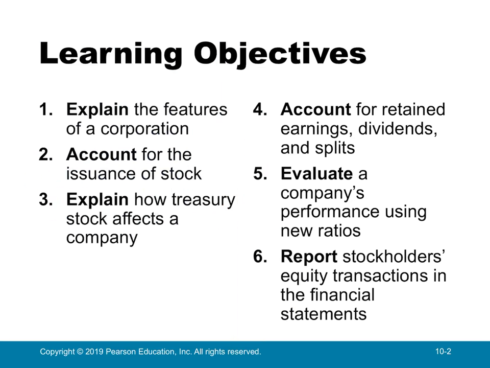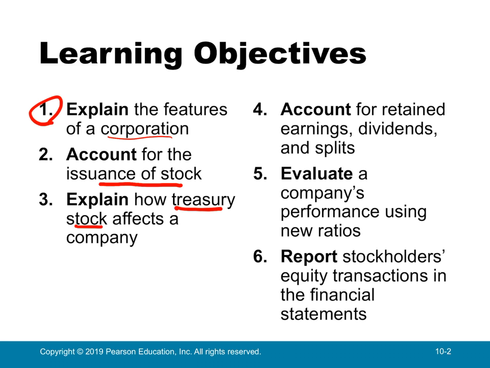So let's kick it off. So we're going to explain the features of a corporation. Again, this is largely repeat number one. We already did this in the beginning of the class. We're going to account for issuing stock. This will largely be repeat, but we're going to throw in this par value concept, so it'll be a little bit new. We'll talk about treasury stock and how that affects a company.